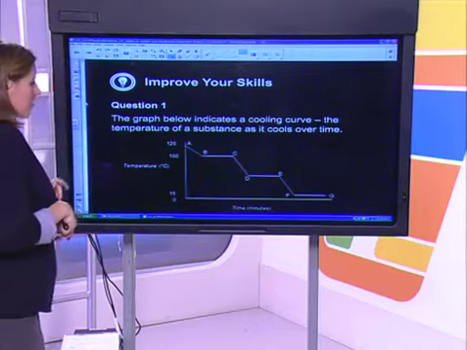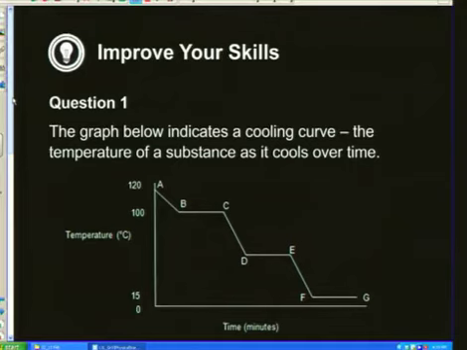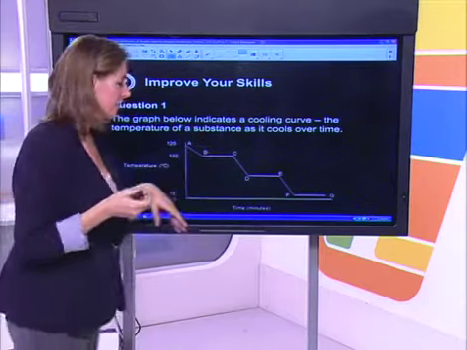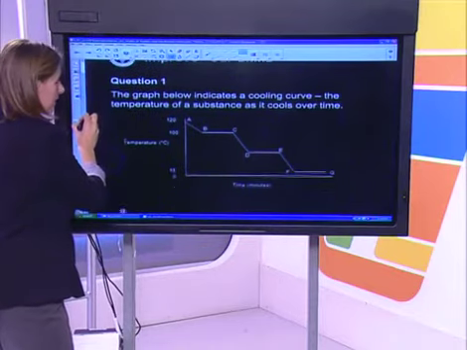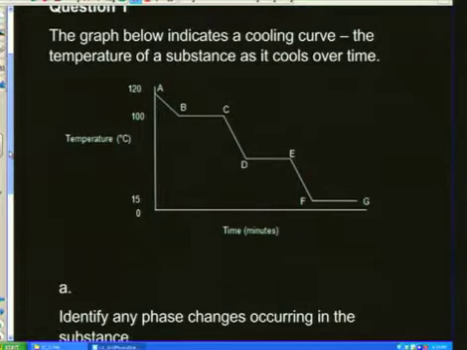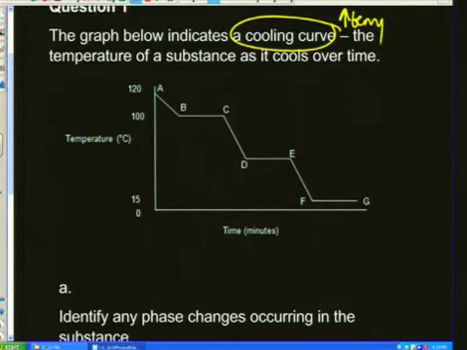So, a graph below. Now, you have to be able to interpret graphs. Graphs are so important to science because, remember, maths is the language in which we often communicate. And so, to interpret the picture, the graph is so very important. The graph below indicates a cooling curve. Now, that's helpful because what it's saying is that we're starting at a high temperature and we're going to be cooling it down. The graph shows the temperature of a substance as it cools over time. So, have a look at the picture.